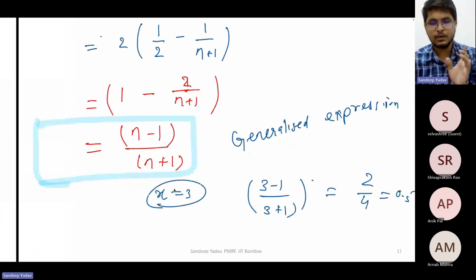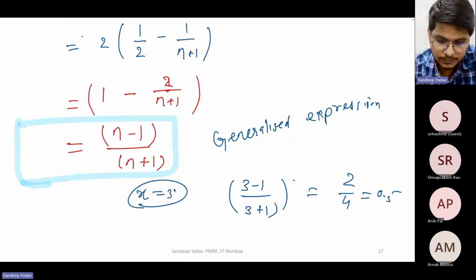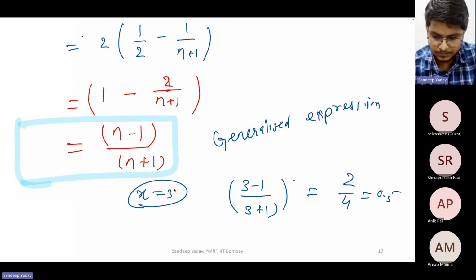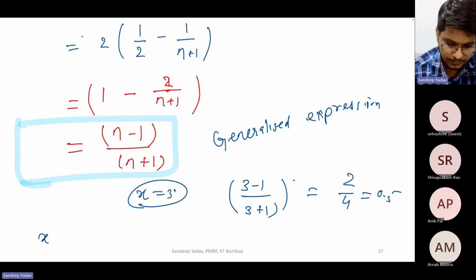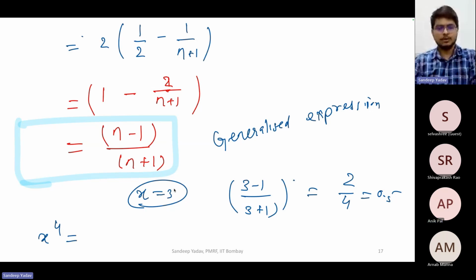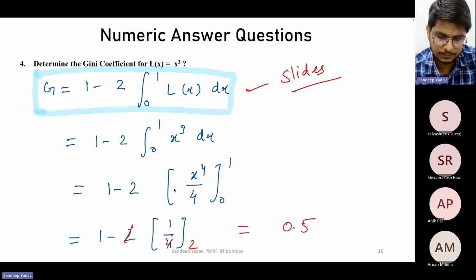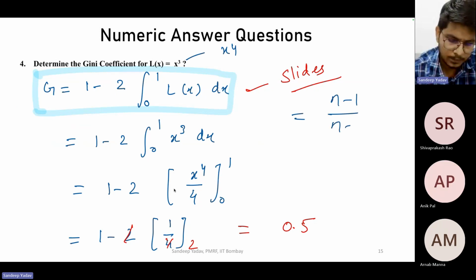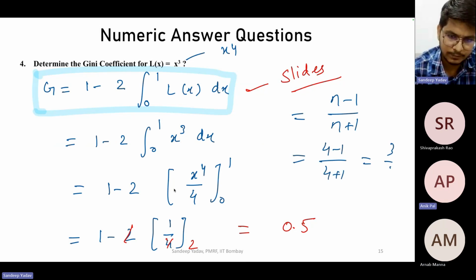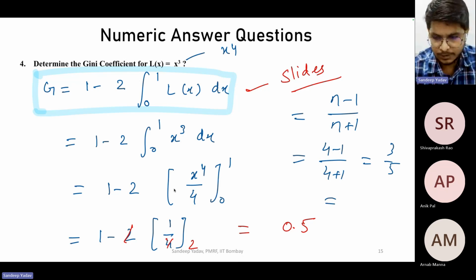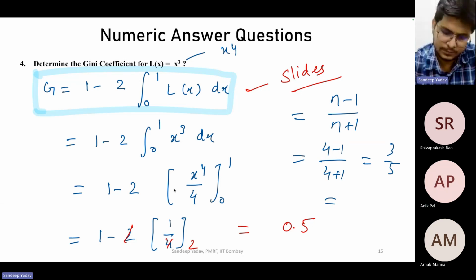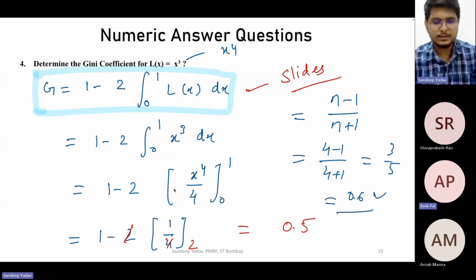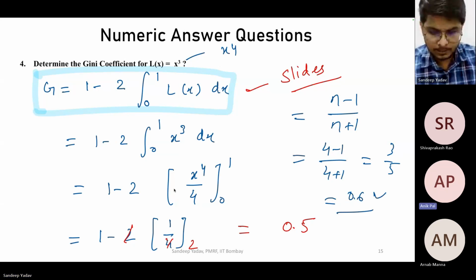Now if any one of you is asking what the Gini coefficient is for, let's do a quick exercise. What is the expression for x to the power 4? What is the Gini coefficient for x to the power 4? Similar to this question, let's replace it with x to the power 4. Now we know the ideal expression is (n minus 1) upon (n plus 1). Simple. (4 minus 1) upon (4 plus 1) is 3 by 5, which is 0.6. Correct.